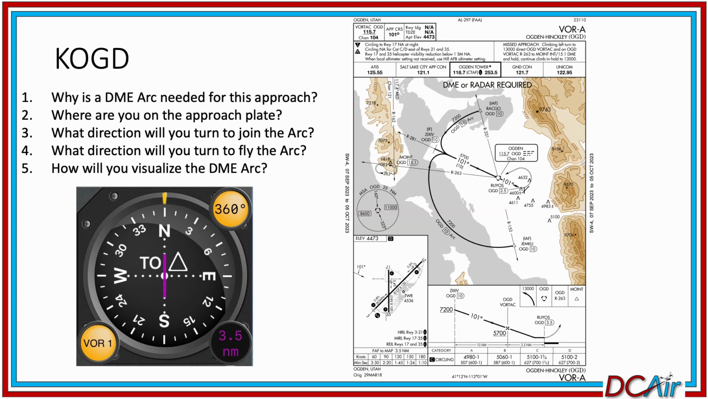Now let's look at the VOR Alpha with the DME Arc into Ogden-Hinckley Airport. In this example, you can see that there are mountains on both sides of the airport limiting straight-in approaches. Press pause to work through the questions and imagine yourself entering on the airway either from the north or the south.